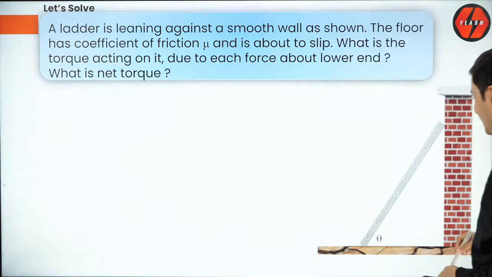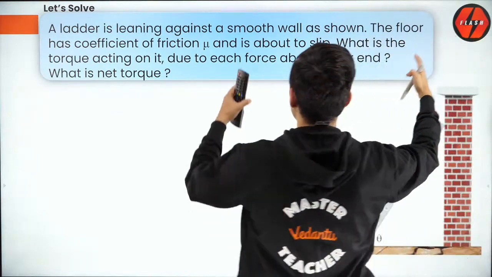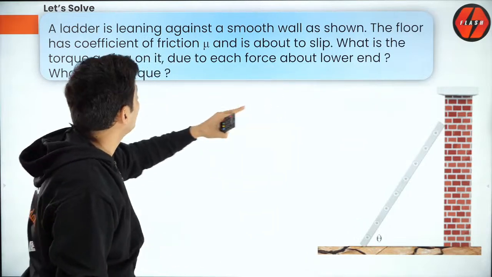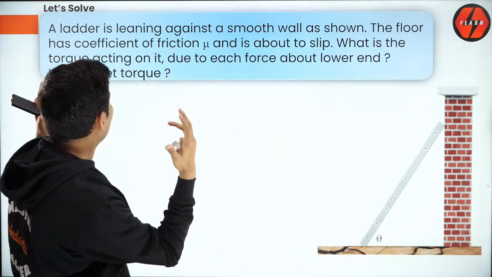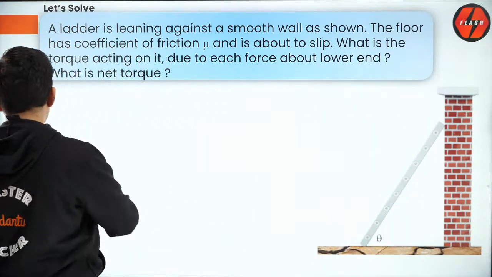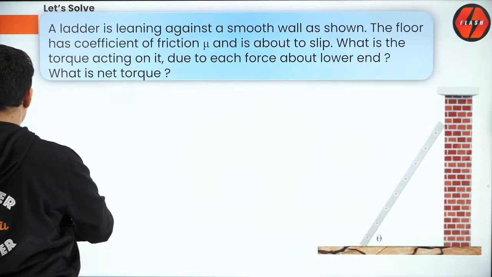Okay, so now, a ladder is leaning against a smooth wall. The floor has some coefficient of friction and is about to slip. What is the torque acting on it due to each force at the lower end, and what is the net torque? Well, let me tell you the answer for this part.